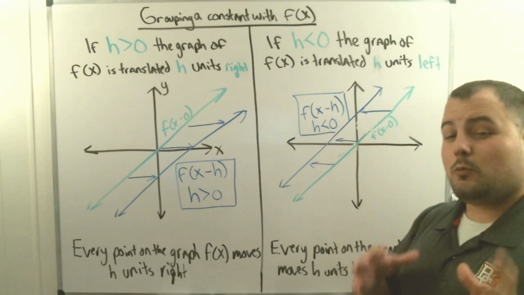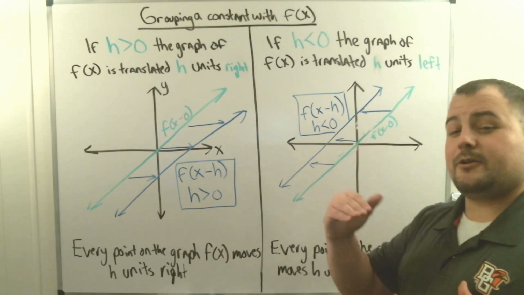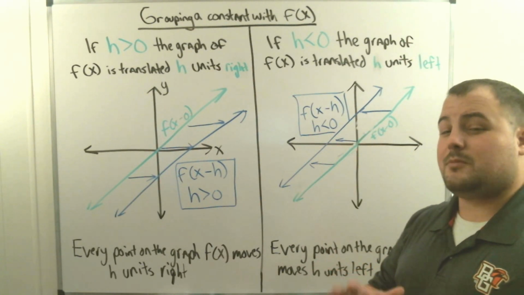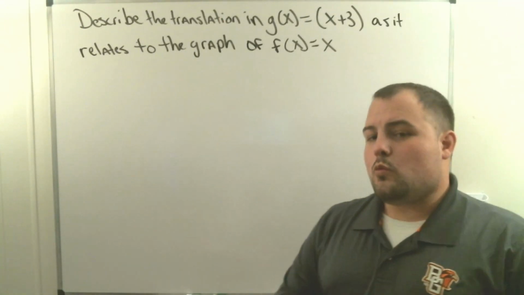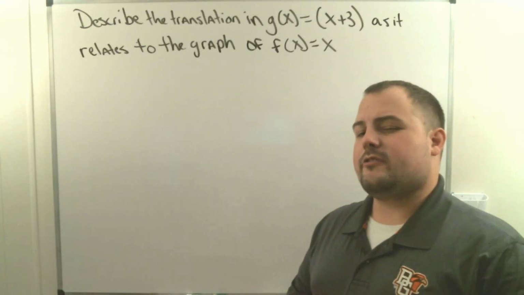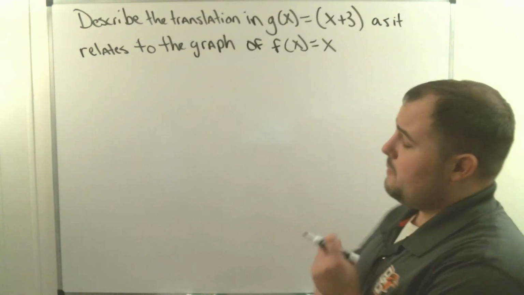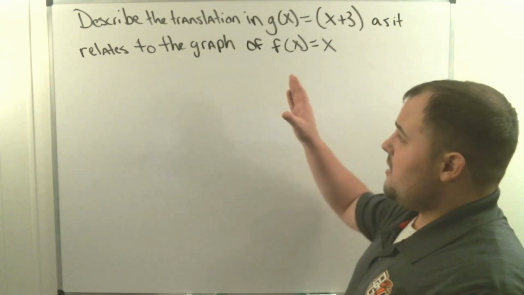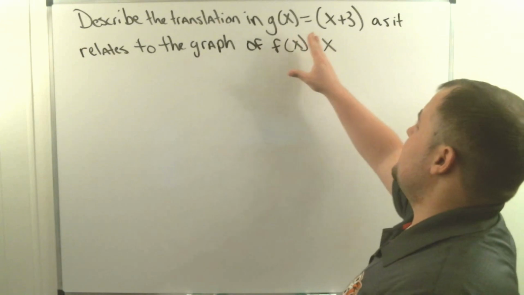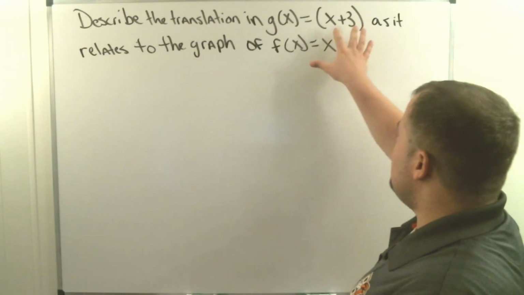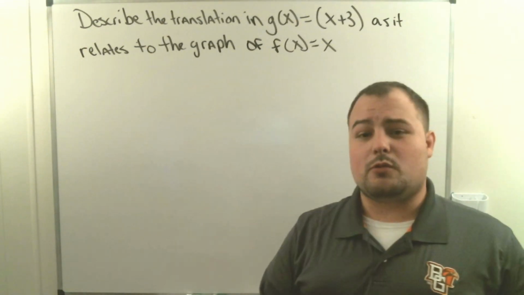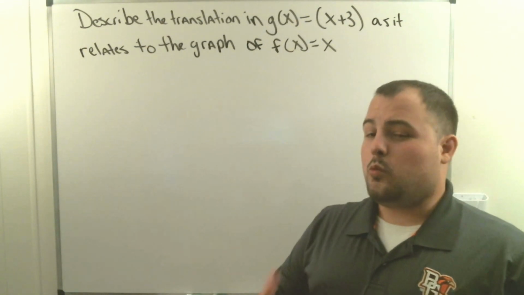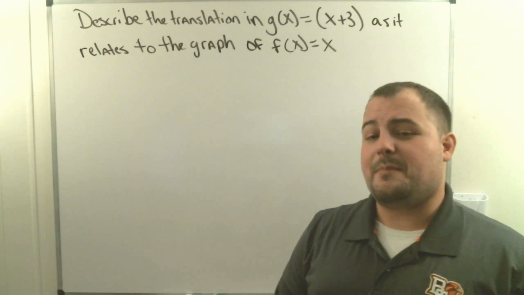So we talked about ones that don't have grouping symbols moving up or down. Now we're talking about grouping symbols moving the graph to the right or to the left. So we're going to do one example that relates to moving a graph right or left. We're going to do this example right here. So it says, describe the translation in g of x. So there's a translation that happens in this equation here as it relates to the graph of f of x equals x. So we're going to describe what translation we view has happened in this problem.